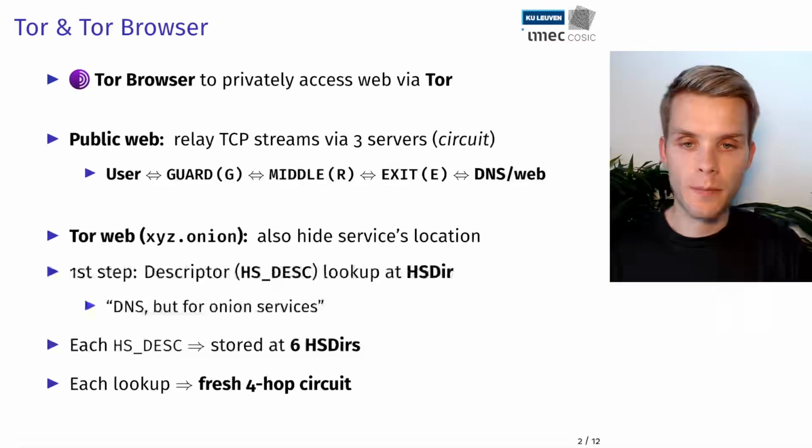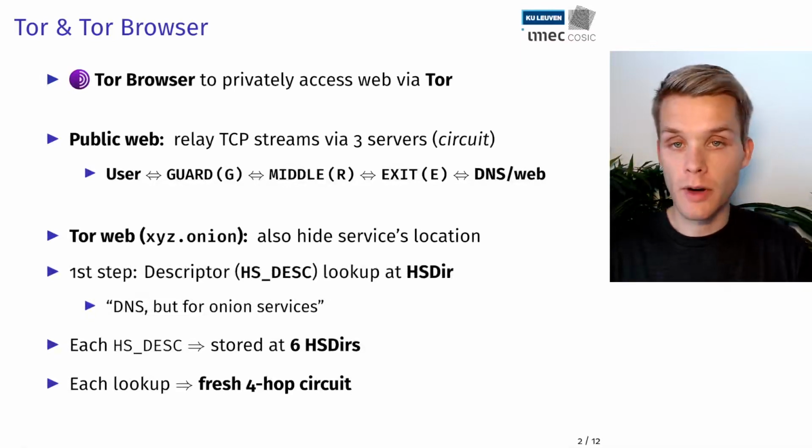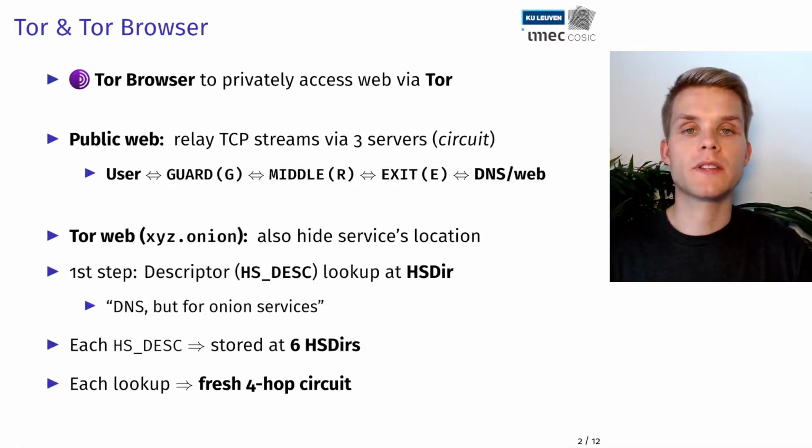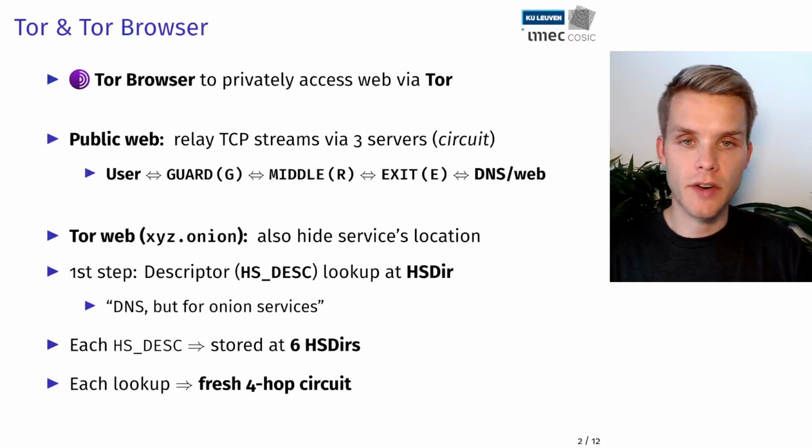Crucially for our attack, any descriptor describing how to connect to an Onion service is located at 6 hidden service directories, or HSDIRs, such that if any one of them is down, there are backup ones that users can reach out to and still be able to download the descriptor of the service. And also relevant for us is that each lookup for such a descriptor is done via a fresh 4-hop circuit.